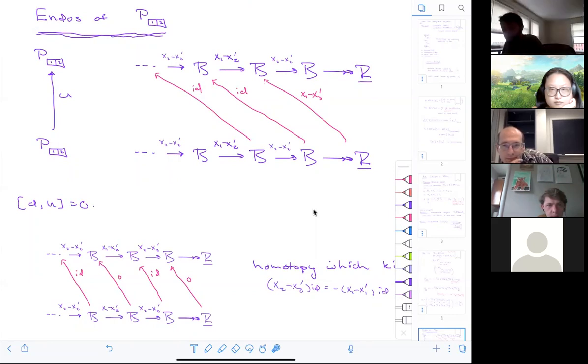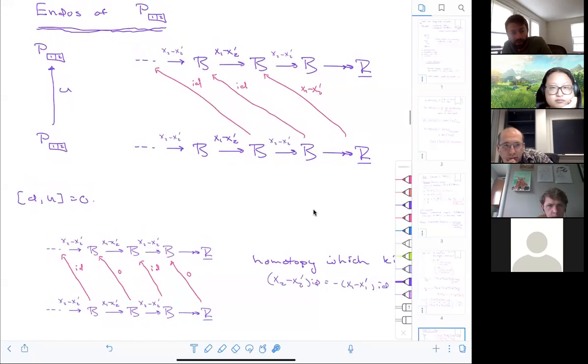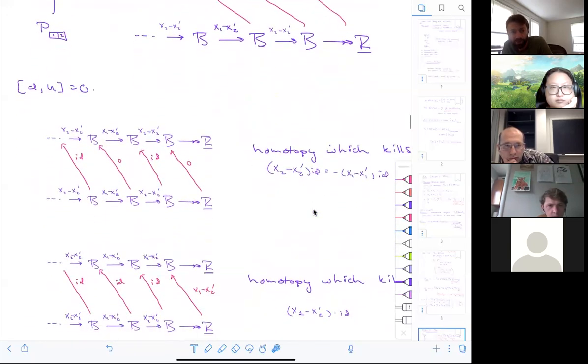It really is a chain map. So you need to check that each parallelogram commutes. And then there's one more check, which is that this composition should be 0, which it is, again, because of the same relation over and over again. X1 minus X2 prime times X2 minus X2 prime is 0. So this U is really a chain map. It turns out that this actually generates all of the endomorphism ring. There are some relations, though, that I want to point out.